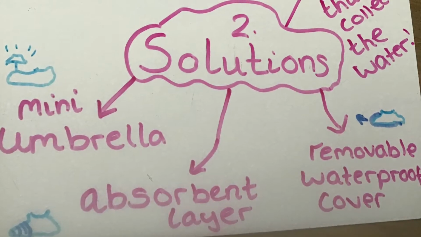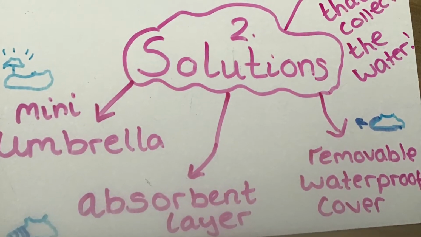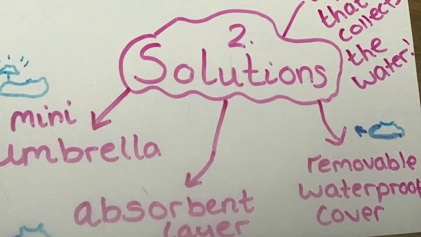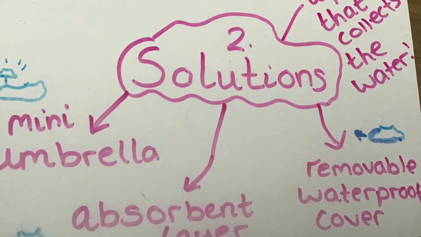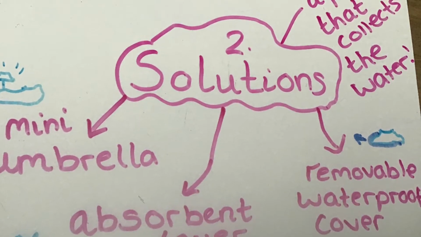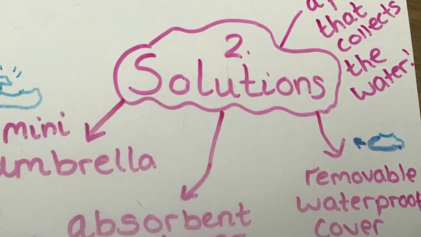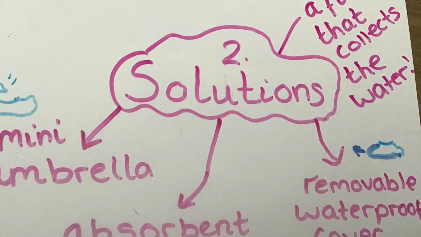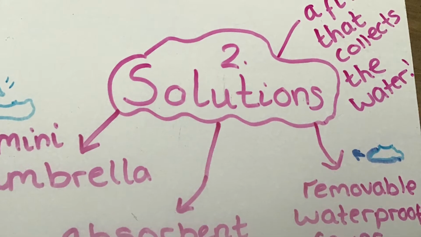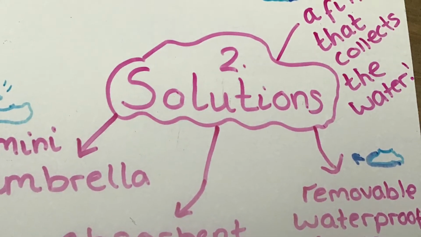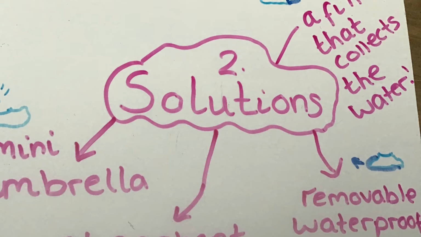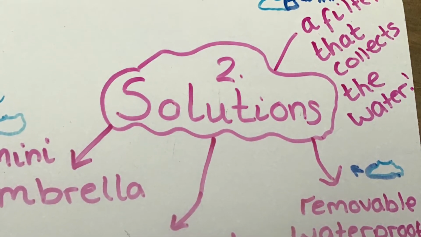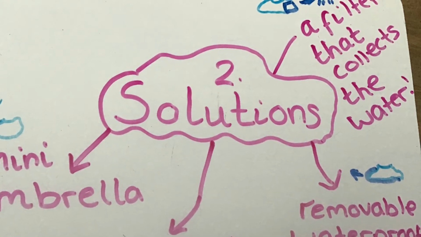So step 2 is to think of as many solutions as possible, even if they are ridiculous. So I came up with having a mini umbrella above my trainer, having an absorbent layer surrounding the trainer, having a filter that collects the water and you can then empty, and a removable waterproof cover. Now obviously some of those ideas are absolutely ridiculous, but jotting down anything you can think of, make sure that any of the creative ideas that could be amazing are considered.